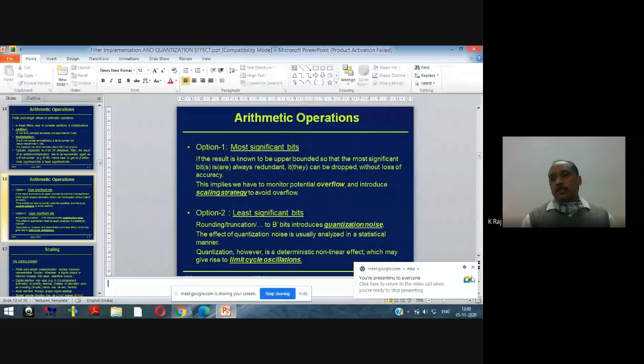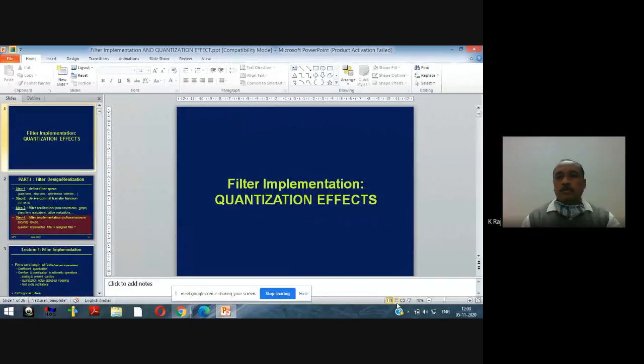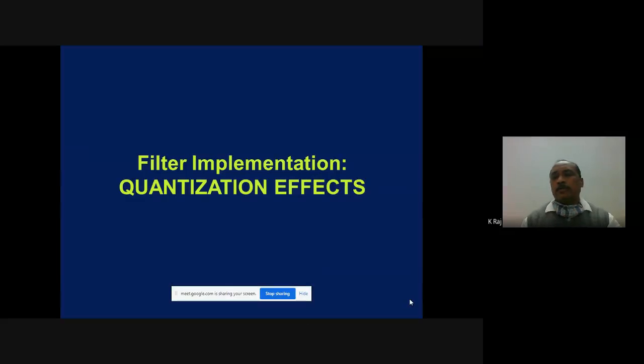To start the class, today we will discuss the implementation of the filters. In this we are going to describe the concept of the filter implementation, and we will also discuss what is the quantization effect due to the implementation of the filter.